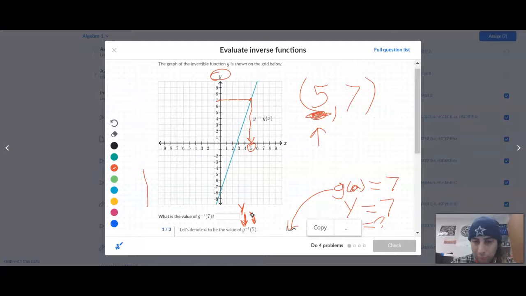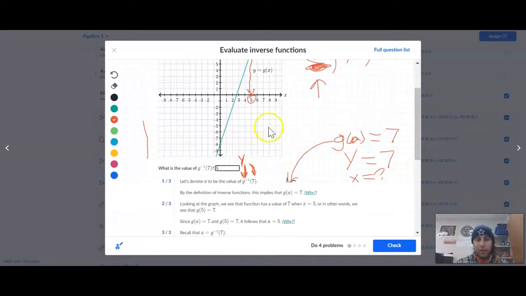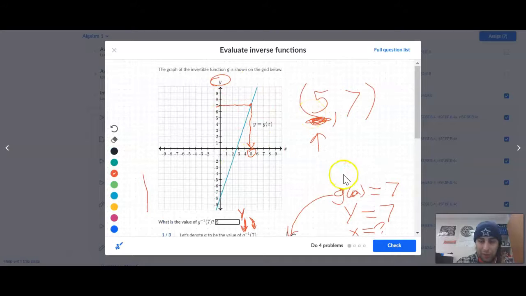So when you're doing these problems and you're given a graph and they say g inverse of a number, you find that number on the y-axis, go over to the graph, go straight up or down to the x-axis, and that is your inverse function. Now, your problem is probably not exactly this one, so make sure you are careful about that.